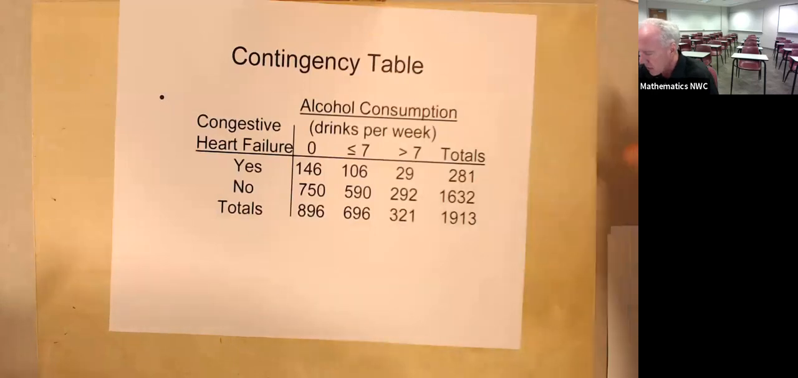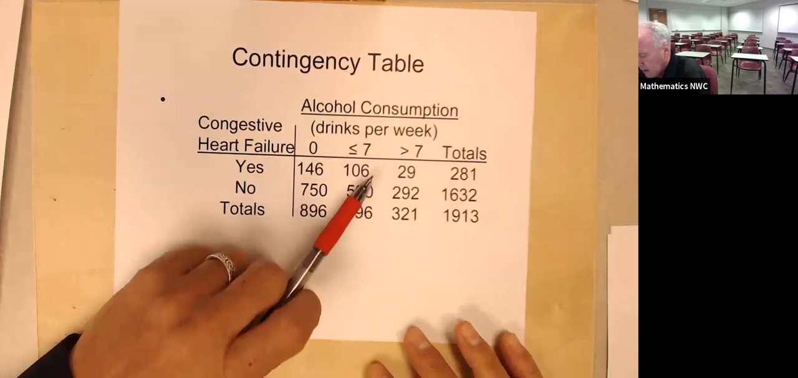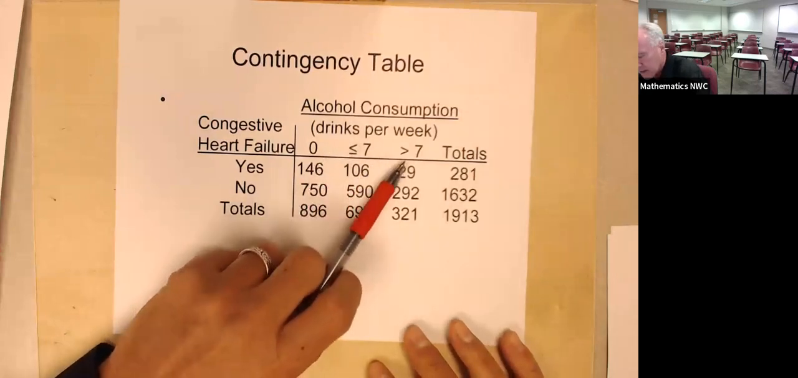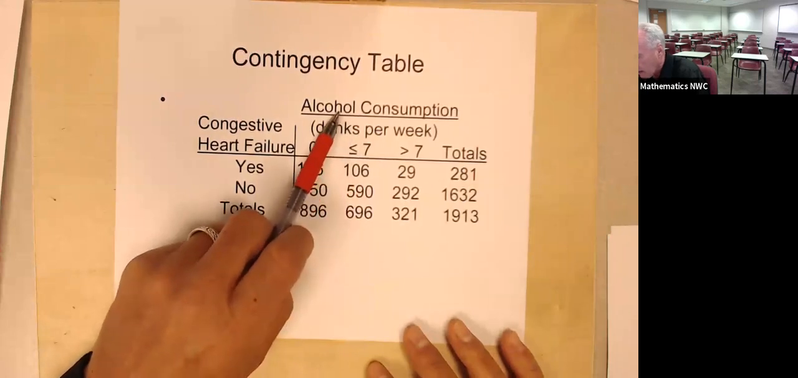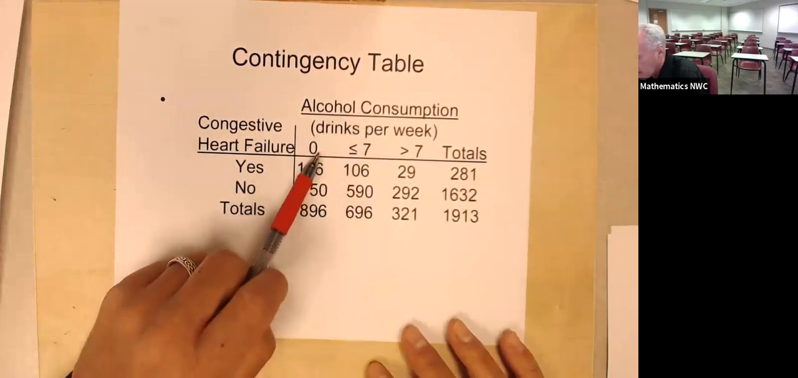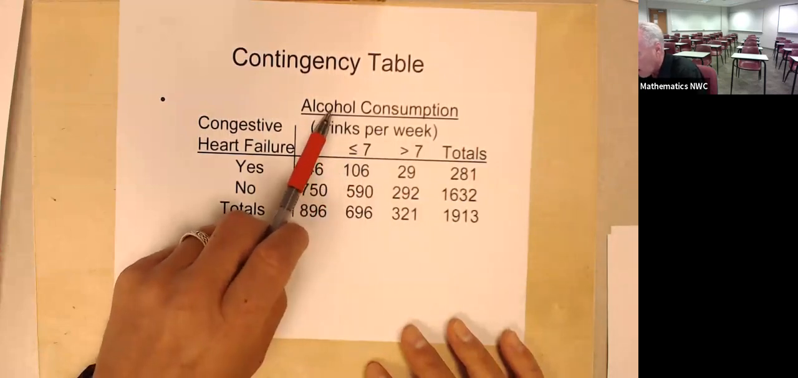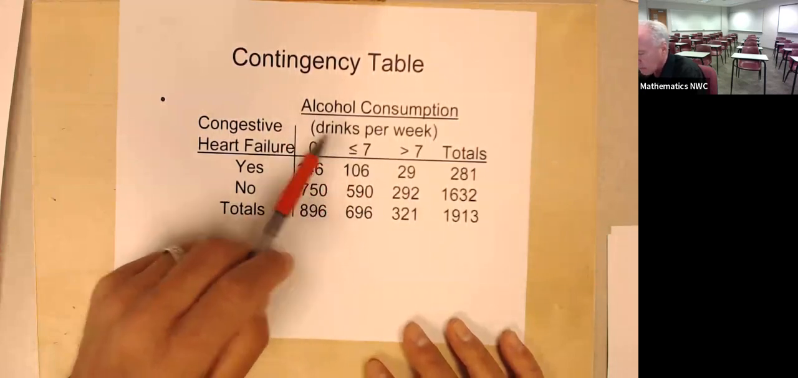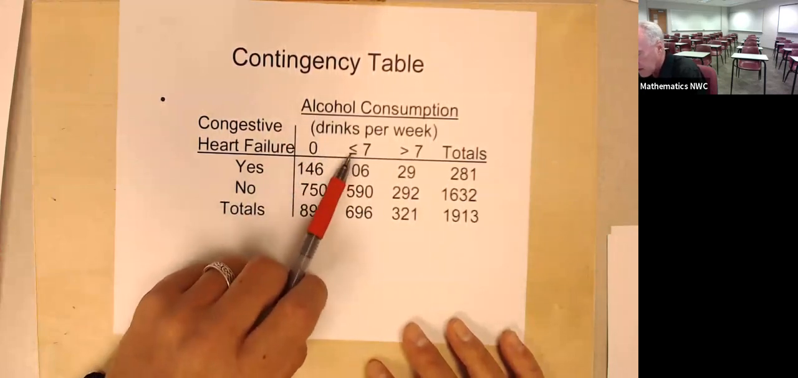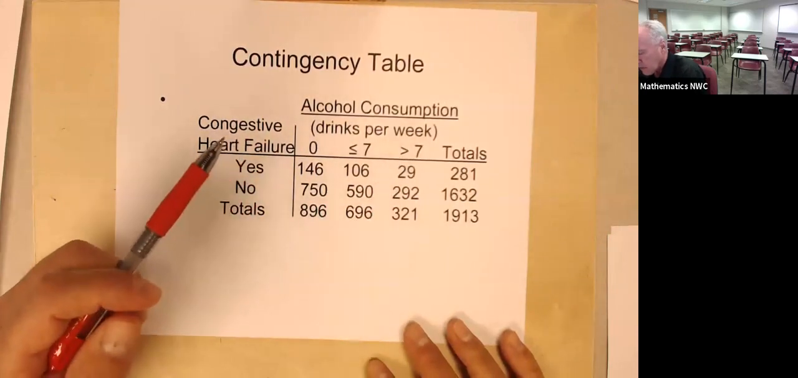Here's the data that the Journal of American Medical Association published. They broke up the amount of drinking into just 3 categories. And of course, there's a lot of ways you can break up alcohol consumption. You could have this broken up into 10 categories. You could have it broken up into wine, beer, hard liquor, a lot of possibilities. They just went 0 drinks per week, 7 or less, greater than 7 drinks.